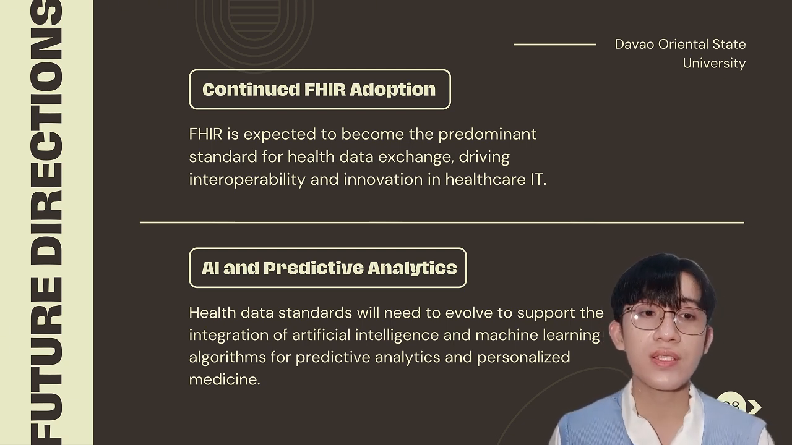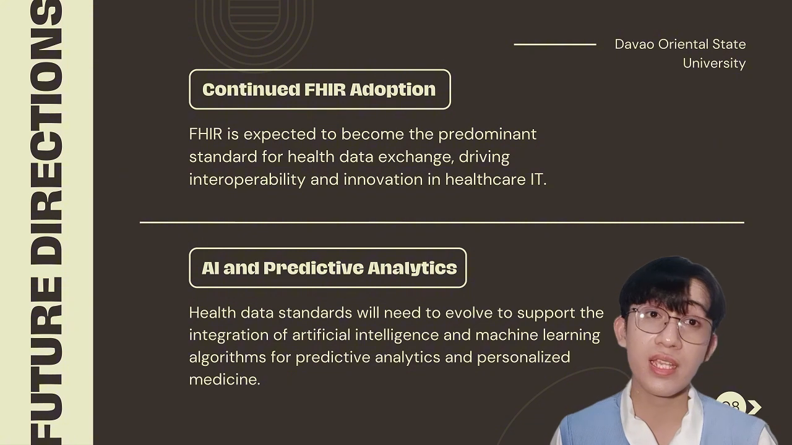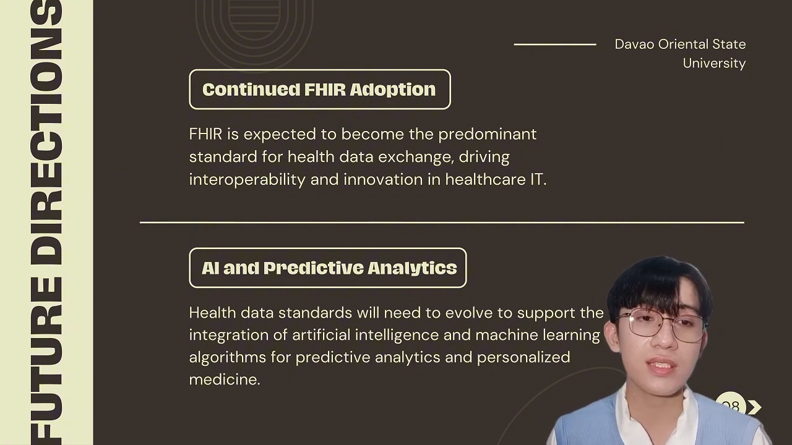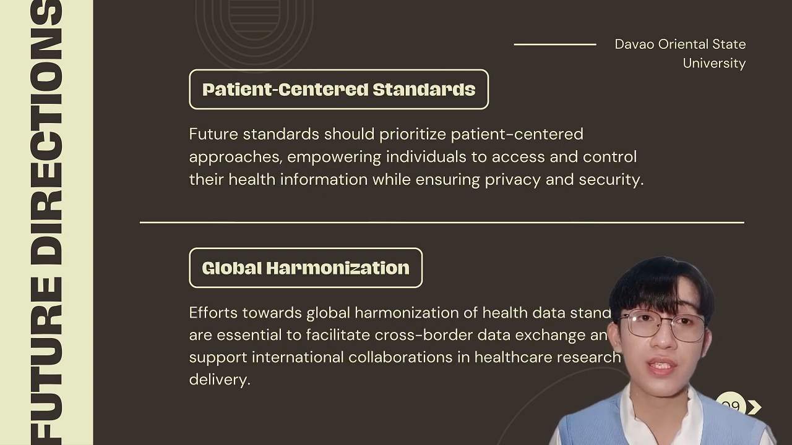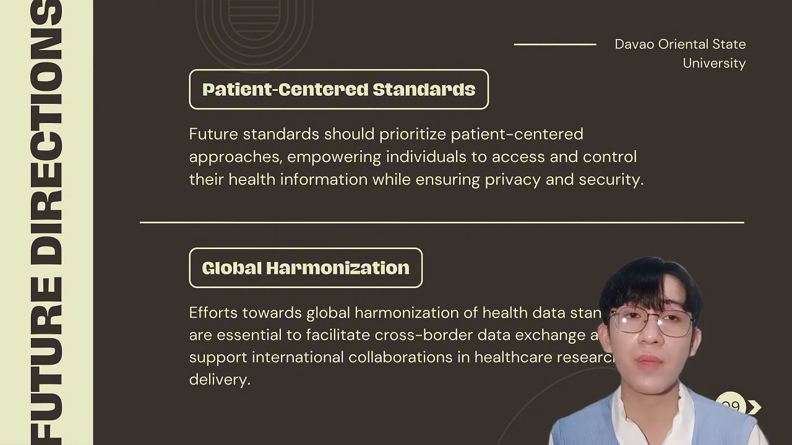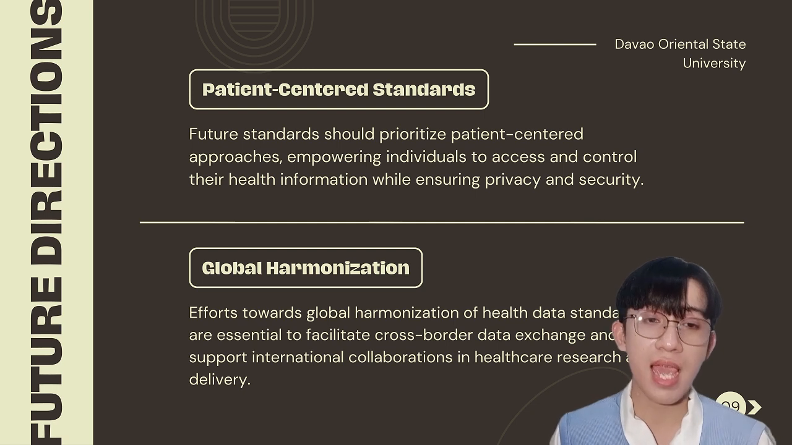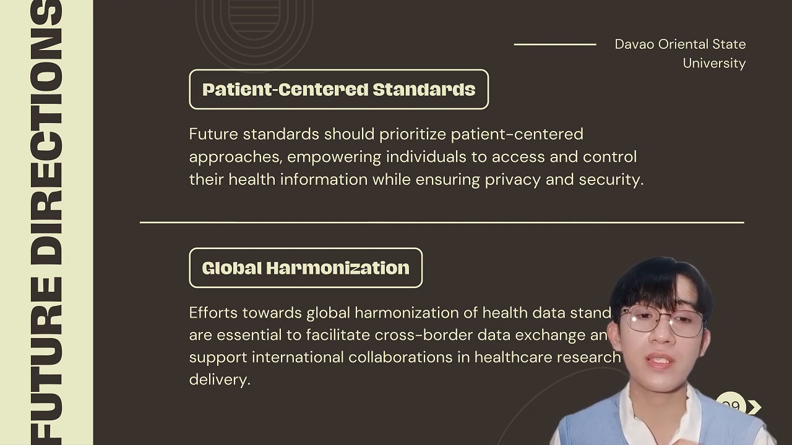The second one is AI and predictive analytics. Health data standards will need to evolve to support the integration of artificial intelligence and machine learning algorithms for predictive analytics and personalized medicine. For the third one, we have patient-centered standards. Future standards should prioritize patient-centered approaches, empowering individuals to access and control their health information while ensuring privacy and security. And the fourth, or the last one, is global harmonization.